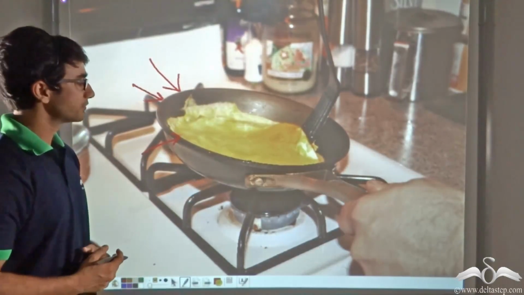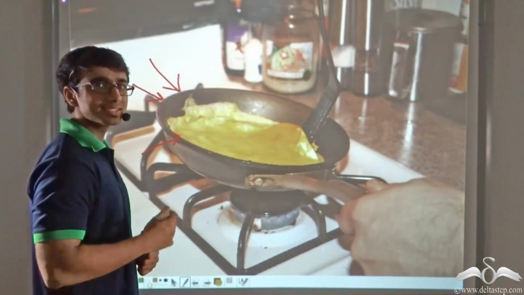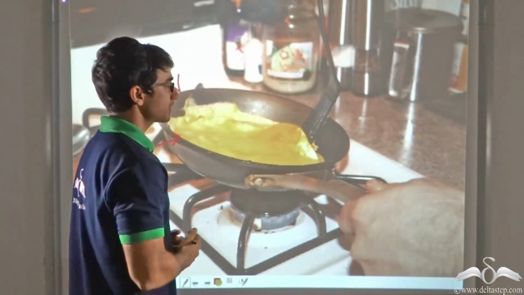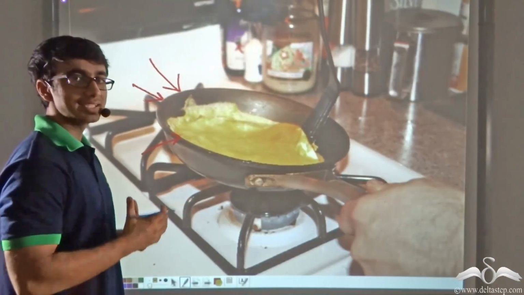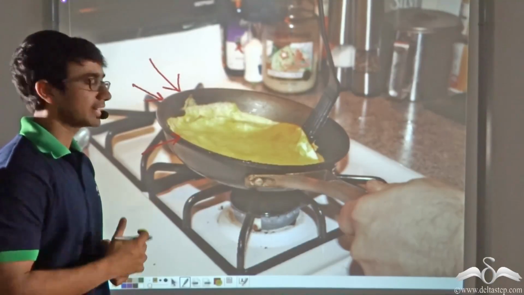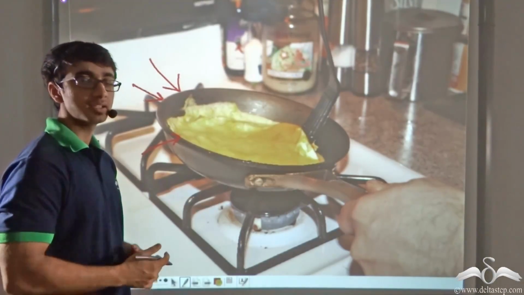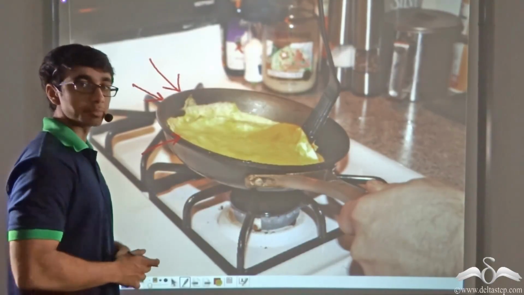So now tell me, if the fire is burning at the bottom of the frying pan, why is it that the heat is traveling to all the other sides of the frying pan, that is, throughout the body of the frying pan? Why is it that the entire body of the frying pan is becoming hot? Let us find out, because this means that heat is traveling inside the frying pan from one point to another. So let us see what actually is happening.